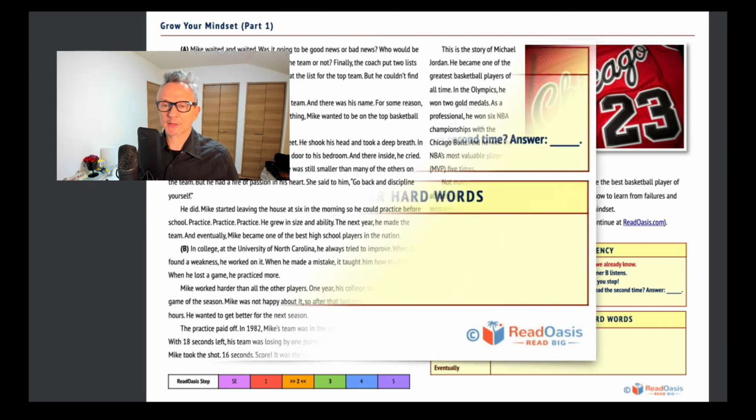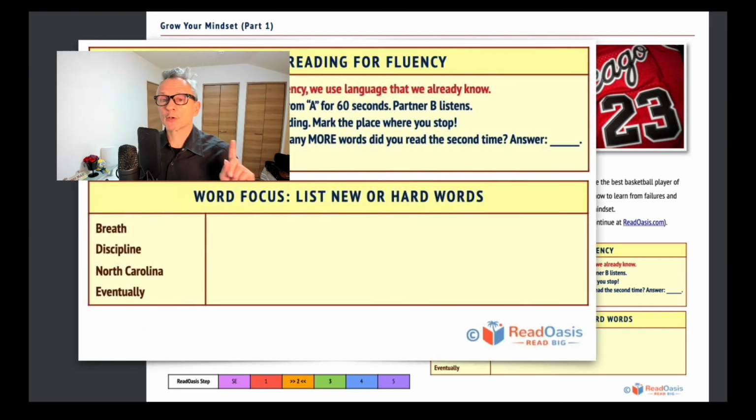Here are the directions. So in pairs, partner A reads aloud from the beginning for 60 seconds, and partner B listens. When they hear the alarm, they stop reading, and then they mark a place where they stopped. Here's where you can now give that feedback. Which words did you have trouble with? Okay, and then practice pronouncing those.